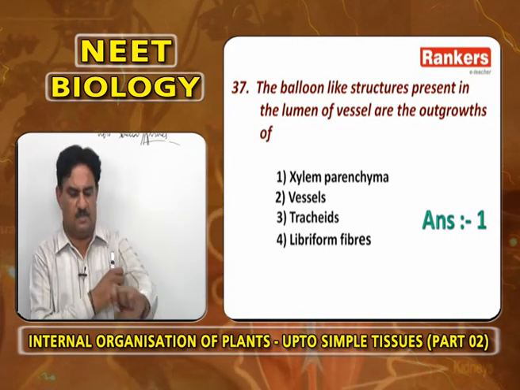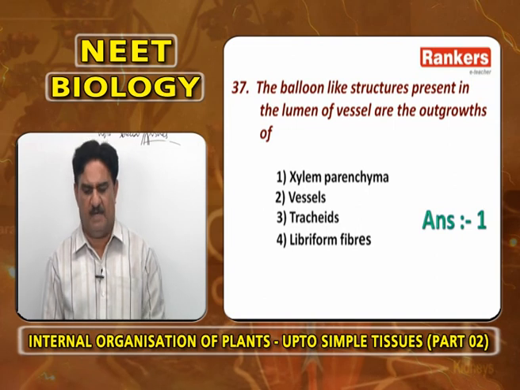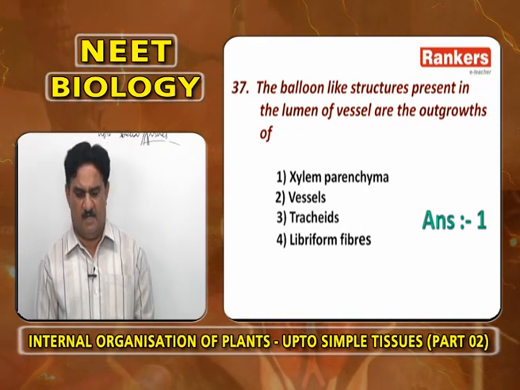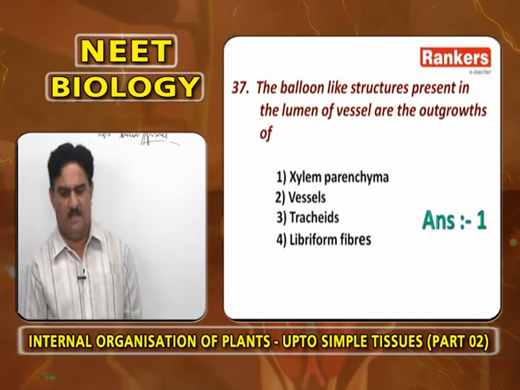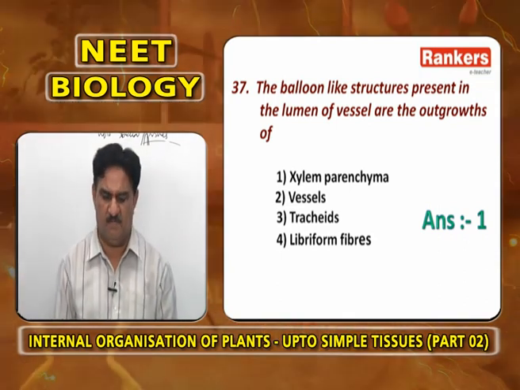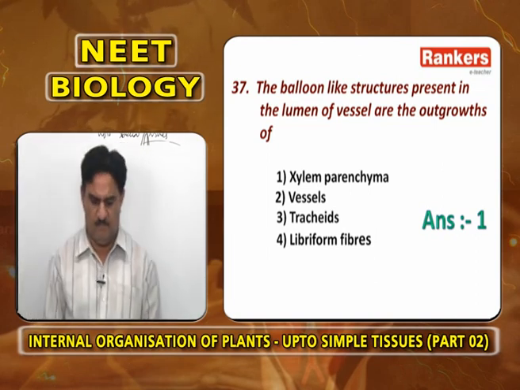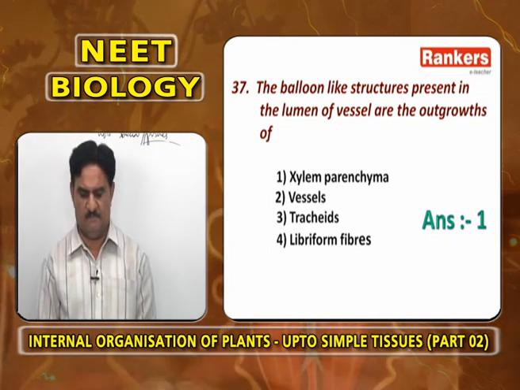Tyloses are the outgrowths of, definitely, xylem parenchyma. They are not formed from vessels, they are not formed from tracheids, they are not formed from libriform fibers, but they are basically formed from xylem parenchyma. Answer is 1.